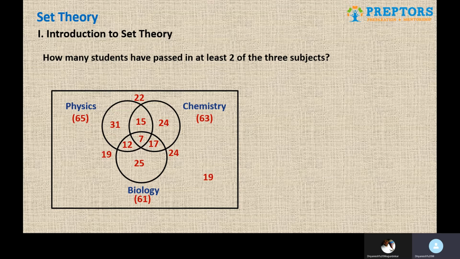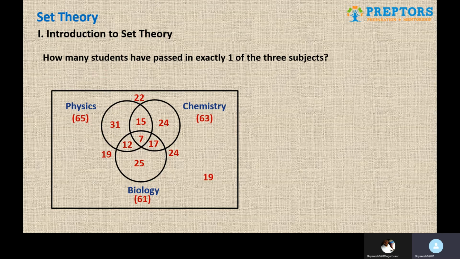Which means minimum 2 subjects or more than 2 subjects, which means only one subject will get cancelled out, as in only physics, only chemistry, only biology. Leave those, and whatever are the remaining 4 values inside the circles, these are the ones that you are supposed to add, which are being highlighted right now. Once you add all of these, you get the answer as 51.